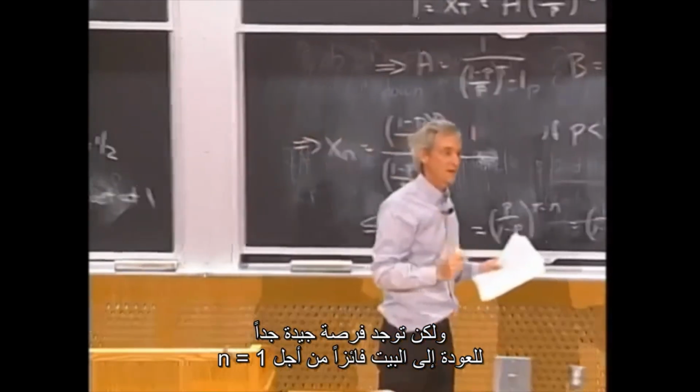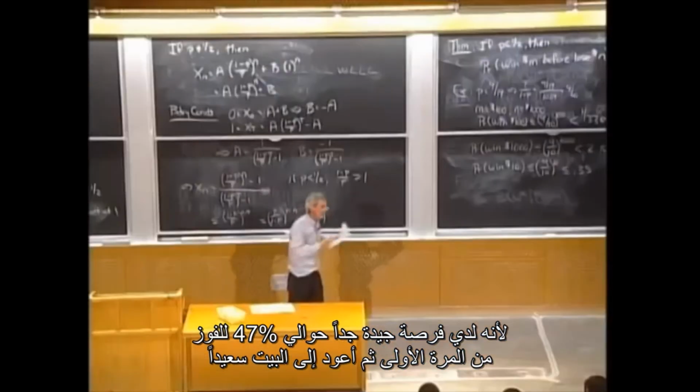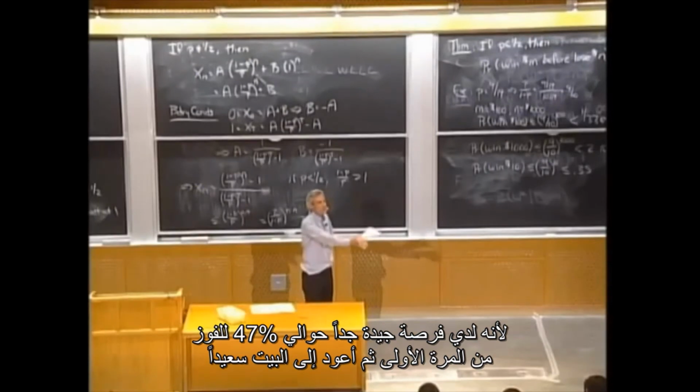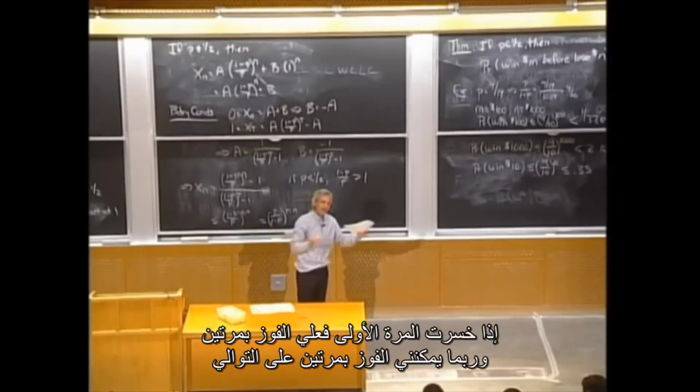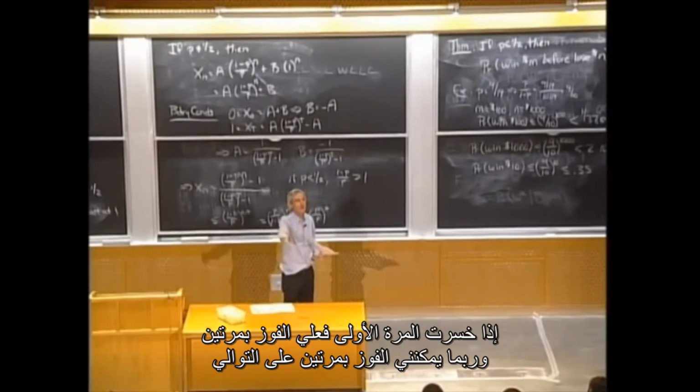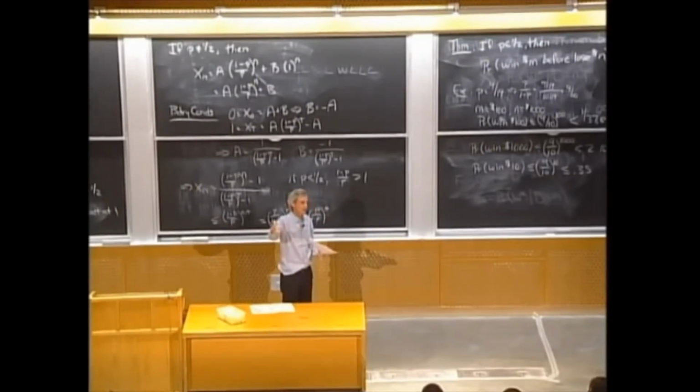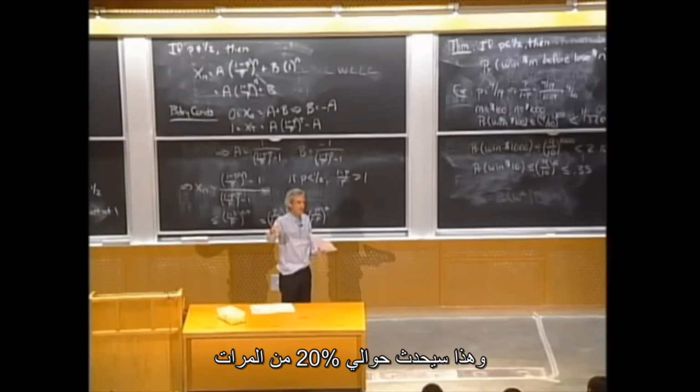Oh, sorry, m equals 1, right? Because I got a pretty good chance that I either, 47% chance I win the first time. Then I go home happy. If I lost the first time, now I just got to win twice. And I might win twice in a row. That'll happen about 20% of the time.